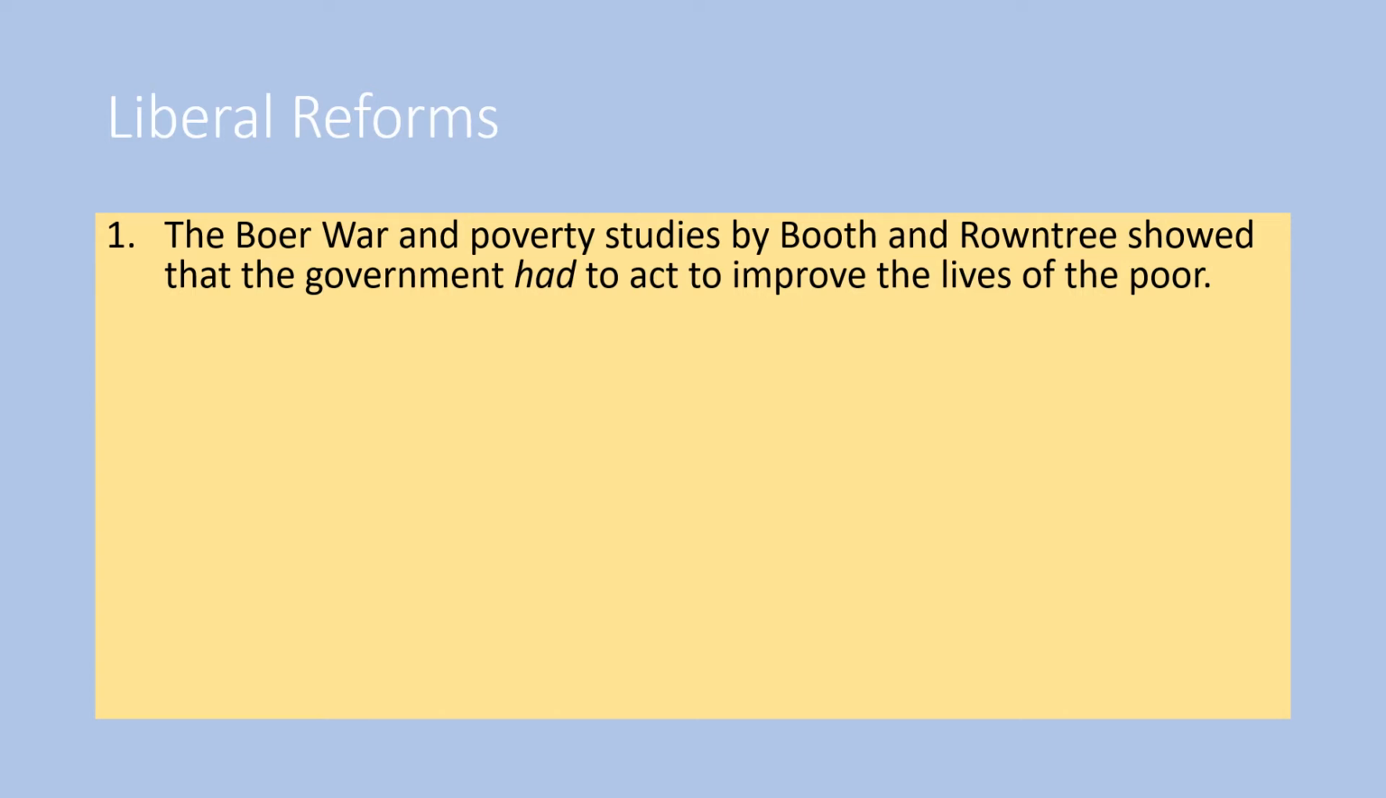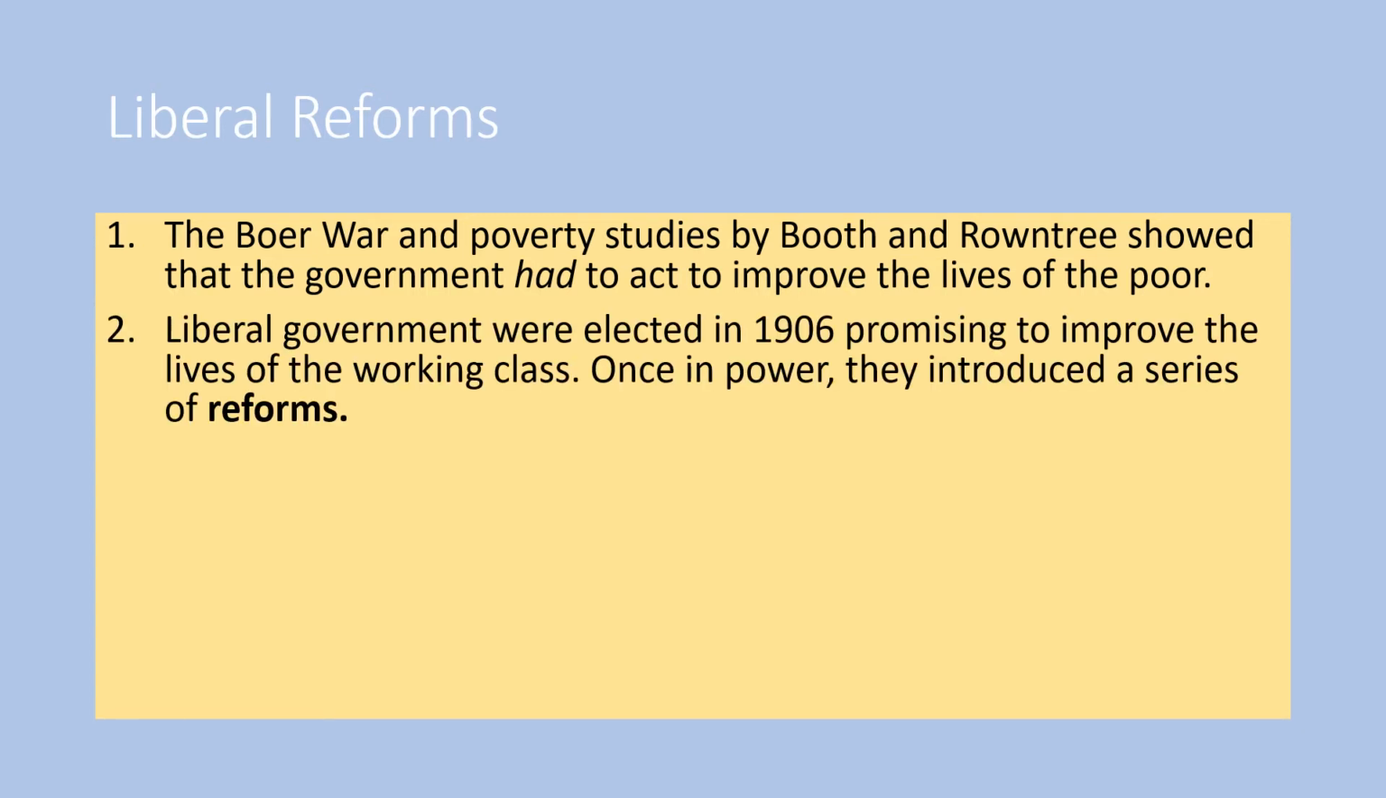And seeing that these ideas are popular is something that the Liberals essentially jumped on. So the Liberal government are elected in 1906, and they are elected upon the promise that they are going to improve the lives of the working class. And to do that, they introduce a series of reforms. And the little diagram there in the last slide that I was talking through with you, I think gives a really nice overview of what they are.